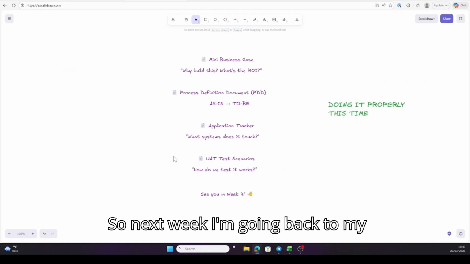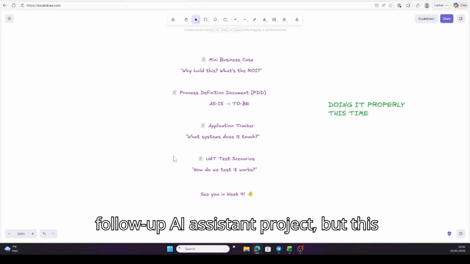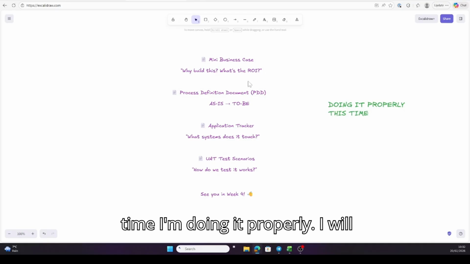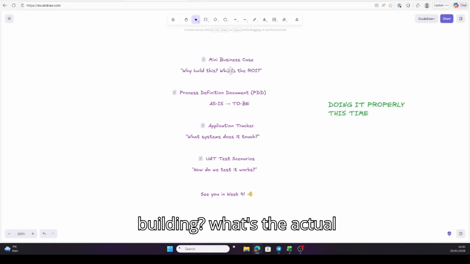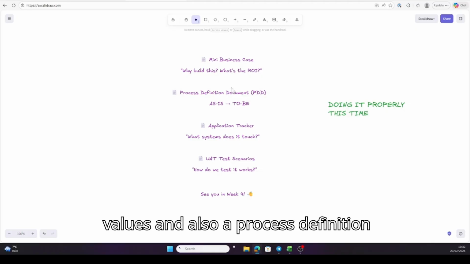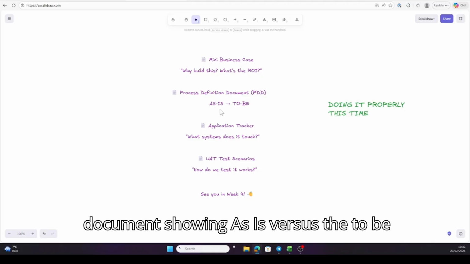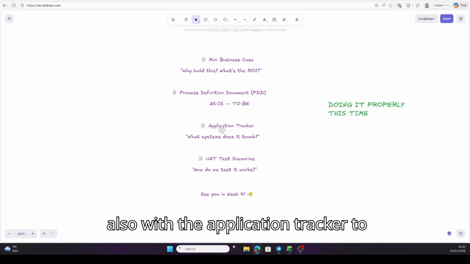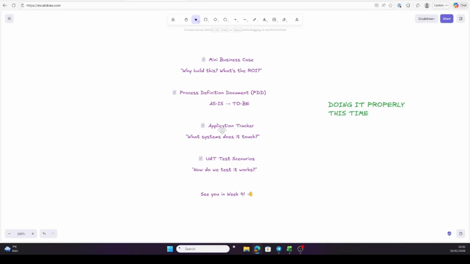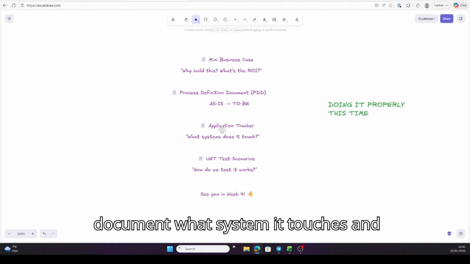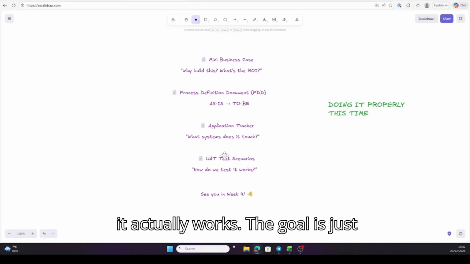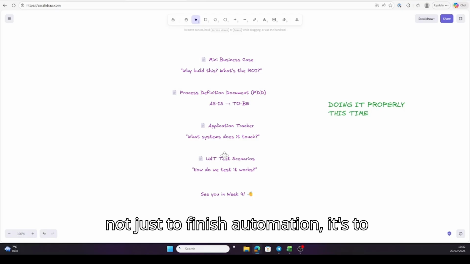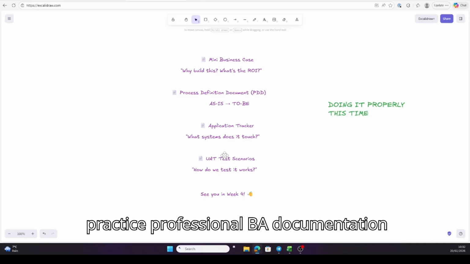So next week, I'm going back to my follow-up AI assistant project, but this time I'm doing it properly. I will create a mini business case. What am I building? What's the actual value? And also a process definition document showing as-is versus to-be. Also an application tracker to document what systems it touches, and create UAT test scenarios to verify it actually works. The goal is not just to finish the automation, it's to practice professional BA documentation standards.